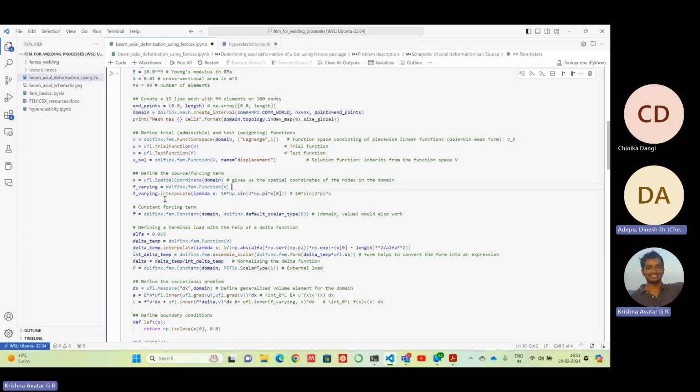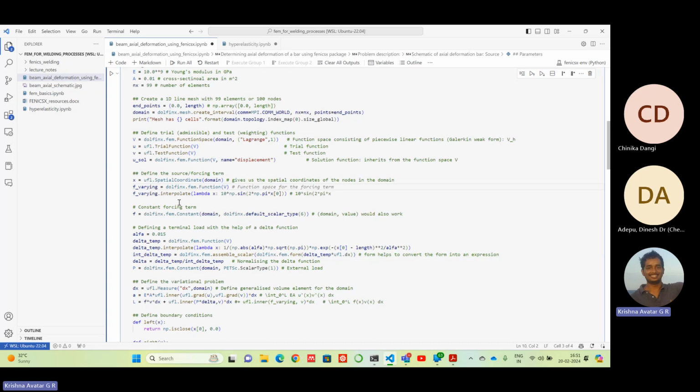And then say if we want to define some variable forcing function, which is point dependent, then we again have to use the same thing, which is dolfinx. We again have to define it as a function over the domain. So it's like f varying. We need to first define dolfinx.fem.function, and let's define the function first, and then we can interpolate.